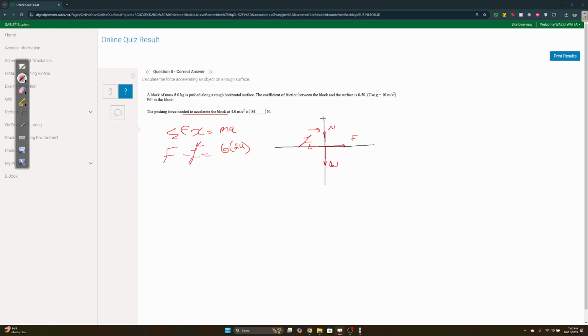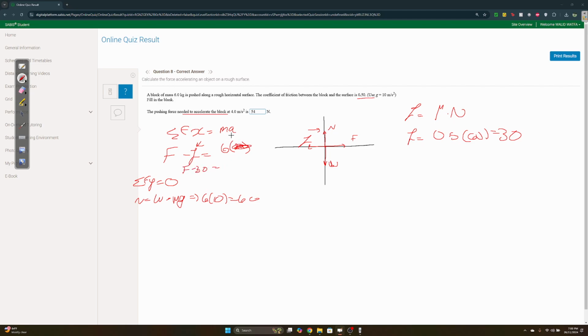Now we want to know the force. We need the friction. They gave us the coefficient. F is actually equal to mu times N, so we need this N. I should have started by saying sigma Fy is 0. That means N is equal to W, which is equal to mg, which is 6 times 10, which is 60. So the friction f is going to be 0.5, which is the mu, times 60, which is 30. So you get F minus 30 is equal to 24.